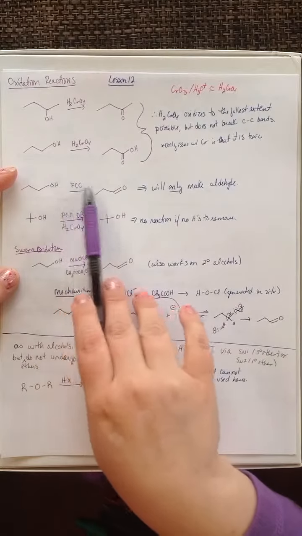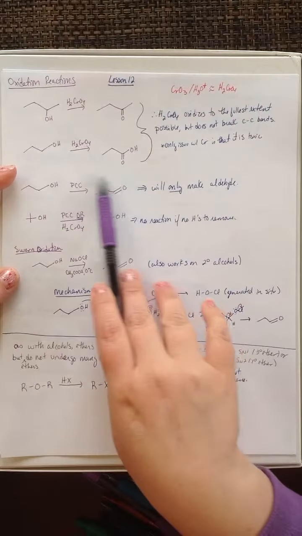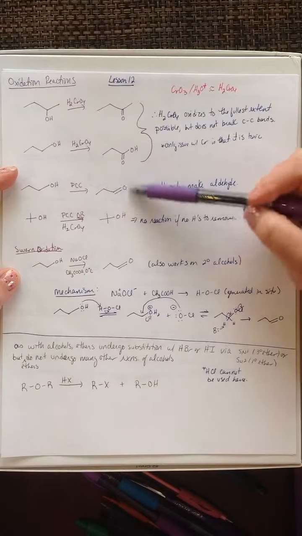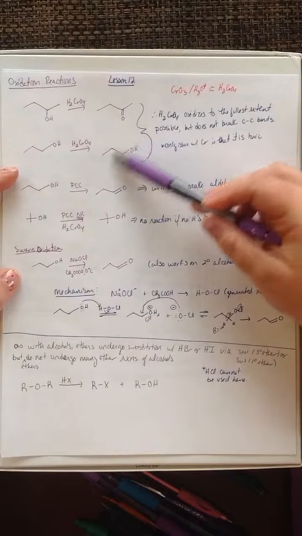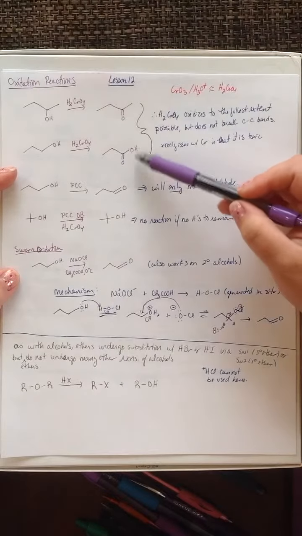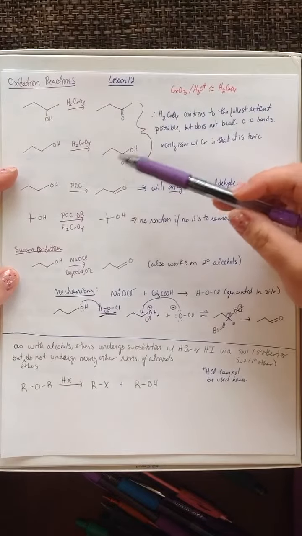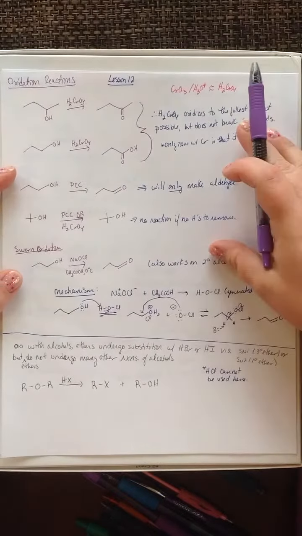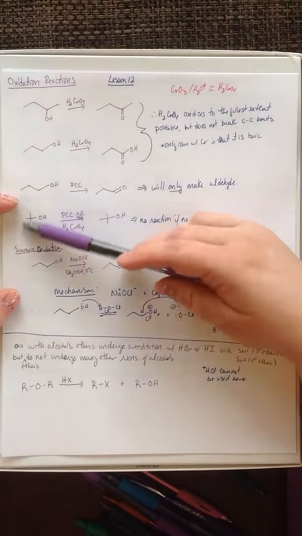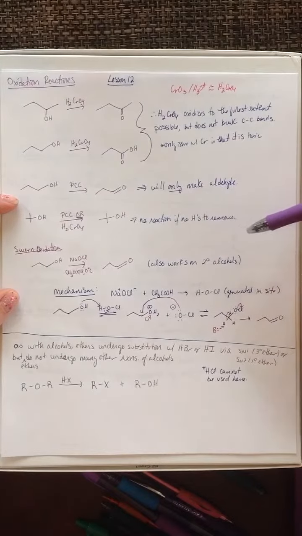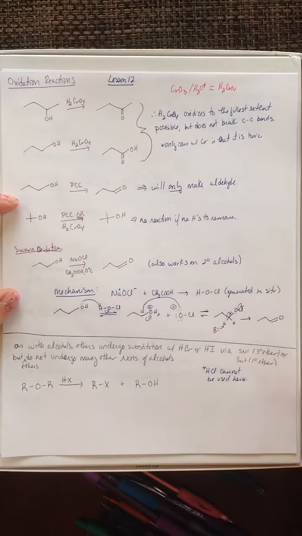We use PCC on a primary alcohol to give you an aldehyde. The difference here is that you get one stage of oxidation, and up here you get the maximum state. We do not get a carboxylic acid with PCC. Pyridinium chlorochromate, I believe, is what PCC stands for. With a tertiary alcohol, neither of these can really do anything, because they're not going to break a carbon-carbon bond, and there are no hydrogens to remove.